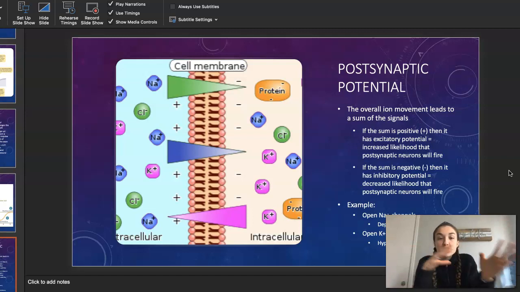So as this movement is taking place with the sodium and the potassium and all this stuff, if the sum is positive, then it has this excitatory potential, which means there's going to be an increased likelihood that the postsynaptic neurons will fire. But if the sum is negative, then it has an inhibitory potential. That means there's going to be a decreased likelihood that the postsynaptic neurons will fire. So an example is if you open the sodium channels, it's going to depolarize and become excitatory. And if you open the potassium channels, that means it's going to hyperpolarize and it's going to be inhibitory.